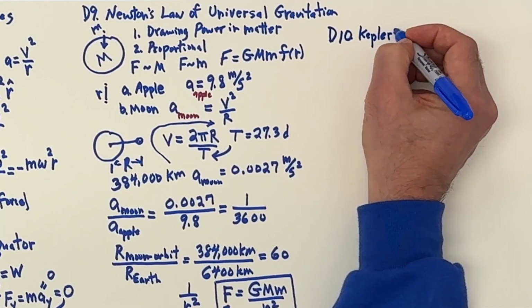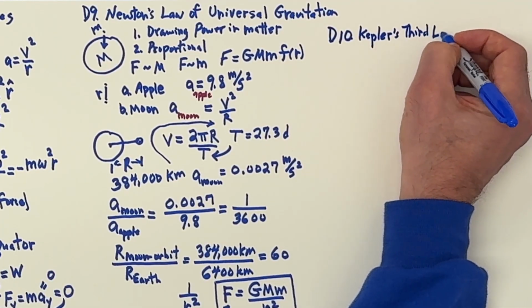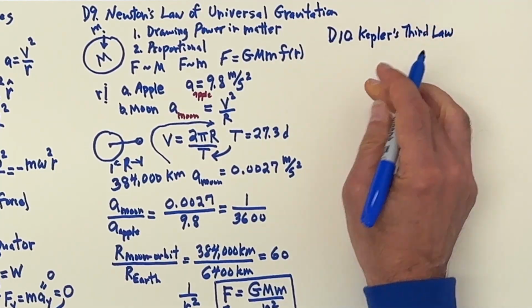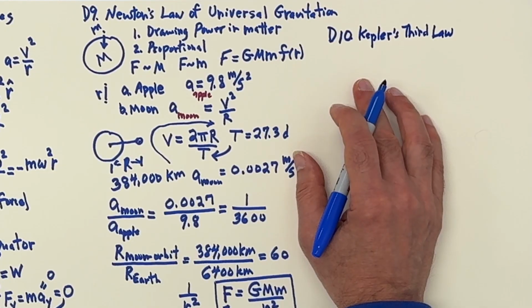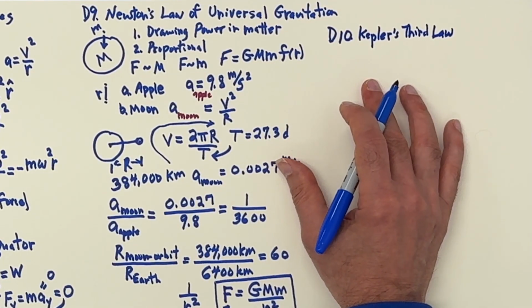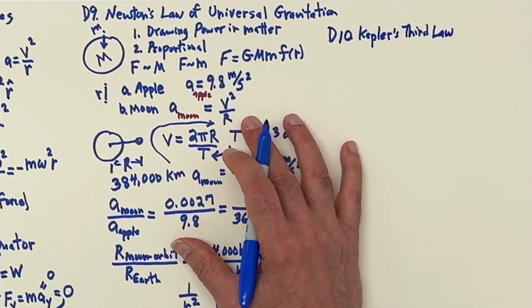Kepler's third law. Now we're going to go back to the early days where this was the pressing problem to understand Kepler's third law. And I'm going to show you a beautiful derivation where we're going to actually derive the law from Newton's law of universal gravitation and his F equals ma equation.